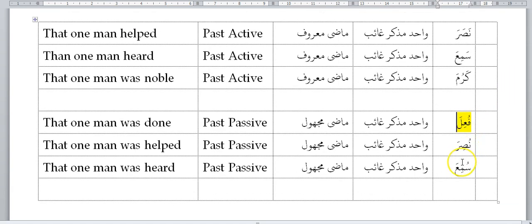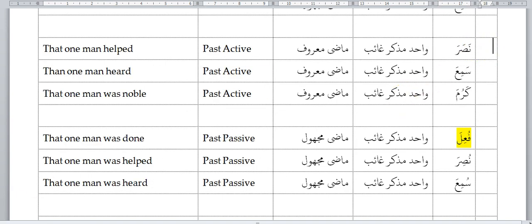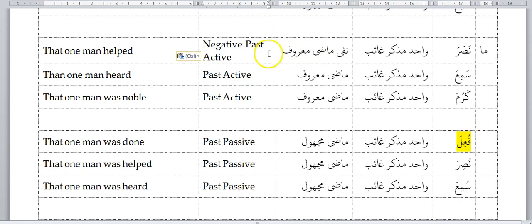Then the next thing we talked about was that in front of all of these, the nasara, the fu'ila pattern, if we put the word ma in front, everything stays exactly the same, but we put the word didn't, because it makes it into a nafi. So, for example, if we say ma nasara now, that's still wahid muzakkar ghaib, and rather than being a madi ma'ruf, it becomes a nafi ma'ruf. Nafi madi ma'ruf, a negative past active.